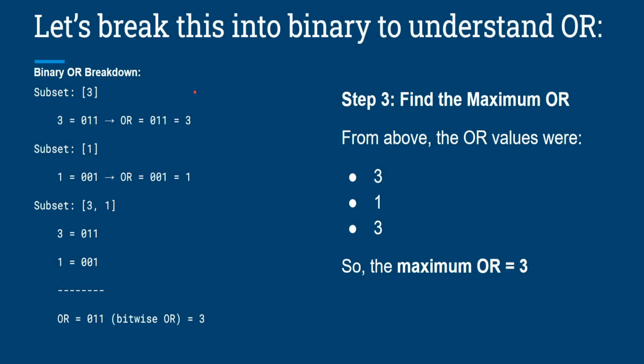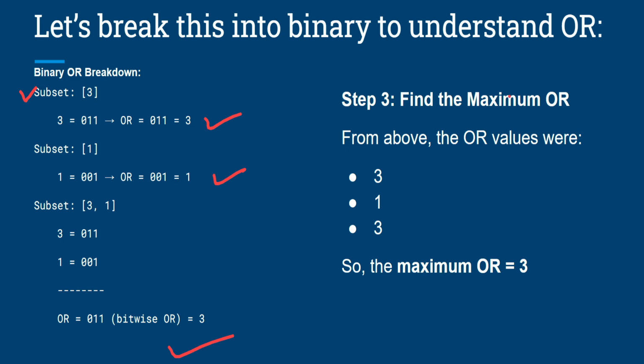Now let's break this into binary to understand the OR, right? Very first, we have the given subset, 3. So 3 is equal to 0 1 1 in bits, right? We'll take the OR, and we'll get 3. Similarly for the 1, if we operate this, we'll get 1, because there is only one value. For the subset with 3 and 1, if you operate this, you will get 3, that we have already seen. Means we have to find the maximum OR.